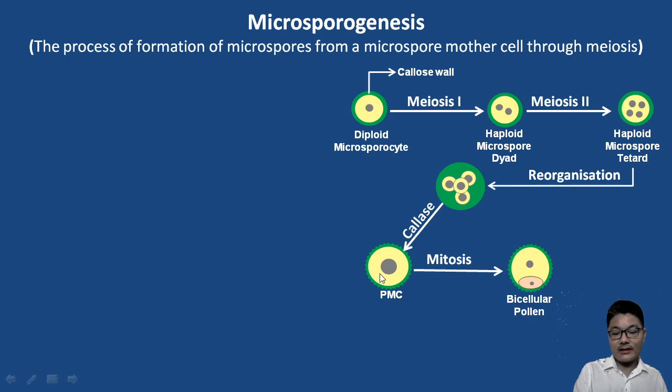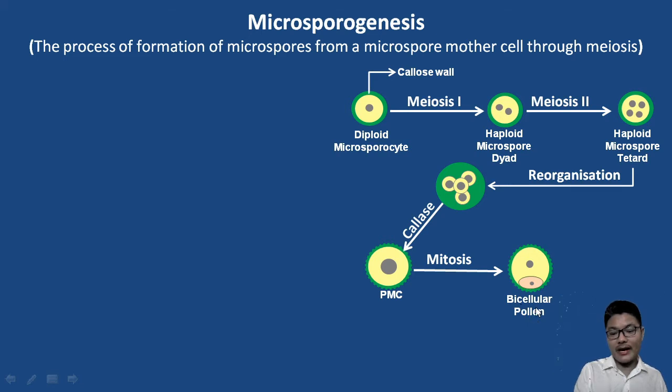So the pollen, on undergoing mitosis, then there is formation of 2 cells within it, and these 2 cell stage can be called bicellular pollen.